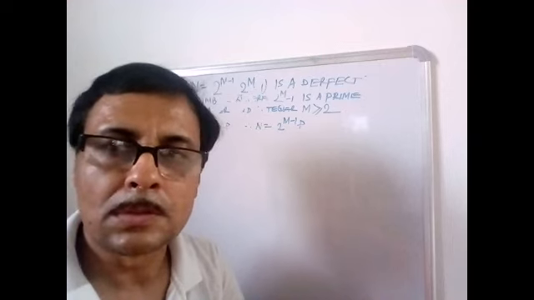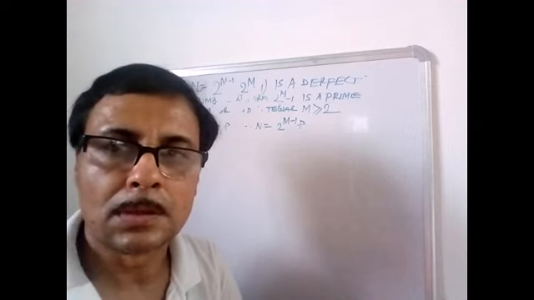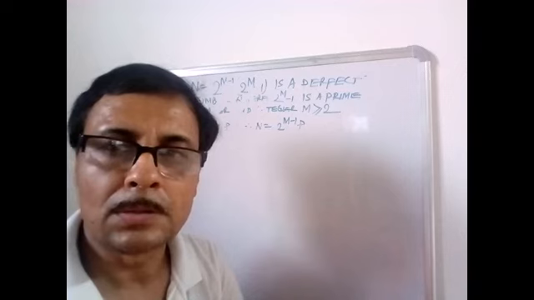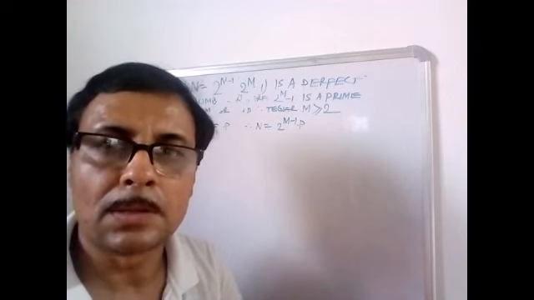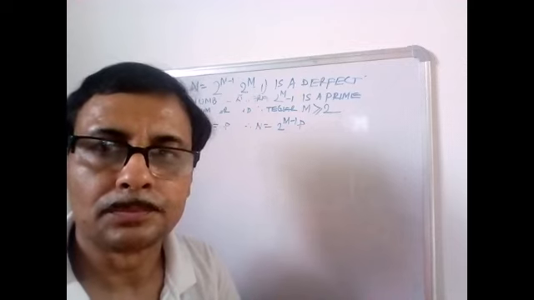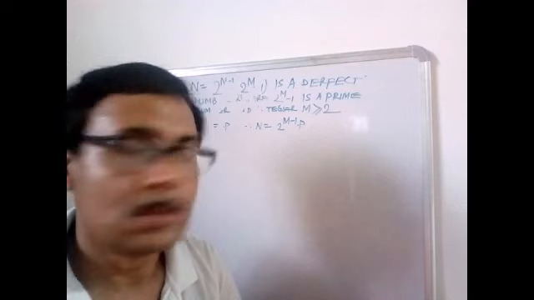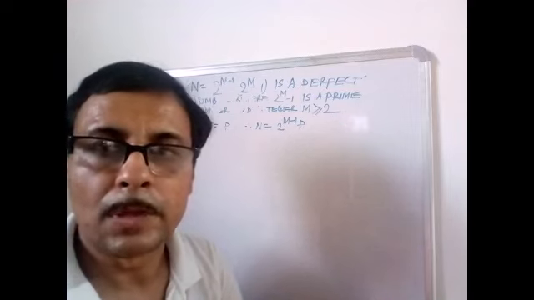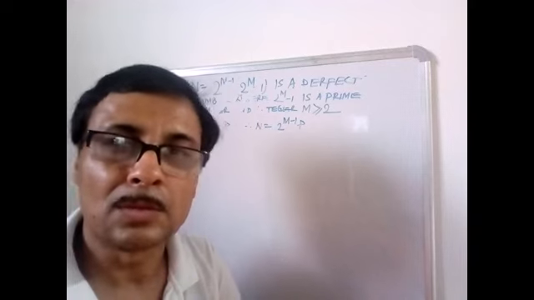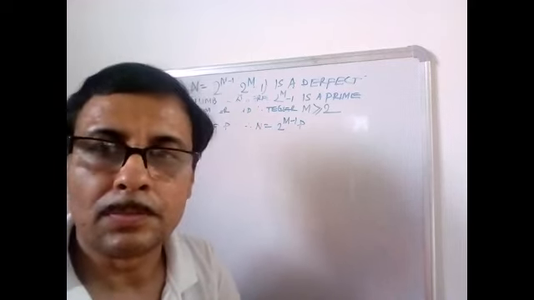Suppose 6 is a number, its factors are 1, 2, 3 and 6. Here 1, 2, 3 are the proper factors, 6 is not a proper factor. That is, the number itself is not a proper factor of the number. Here this number is to be proved as a perfect number, and also the condition here is 2 to the power m minus 1 is a prime number.